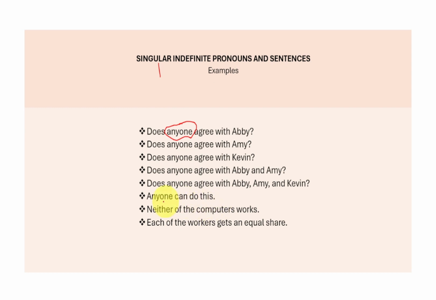Anyone can do this. Neither of the computers works. Don't get confused. Why did I put S here? Because we're dealing with neither here. That's why I end up putting this S here. The subject here is not computer. Each is a pronoun. Neither is a pronoun. Anyone, all these are pronouns, and include this one.